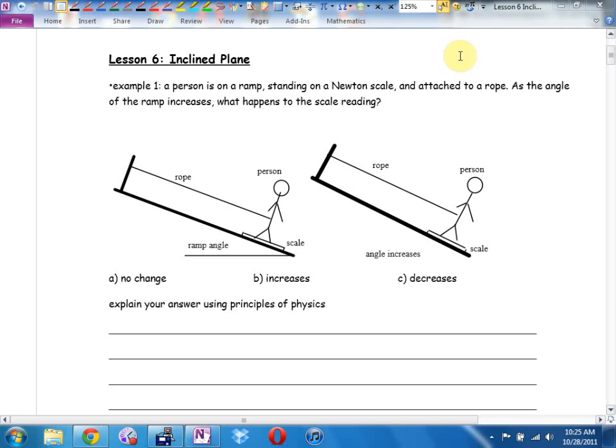Once again, I'm going to ask you to vote. Who thinks the answer is A, no change? Who thinks the answer is B, increases? Who thinks the answer is C, decreases? Okay. I'm going to give you about 30 seconds to try and convince each other right now before we go over this.